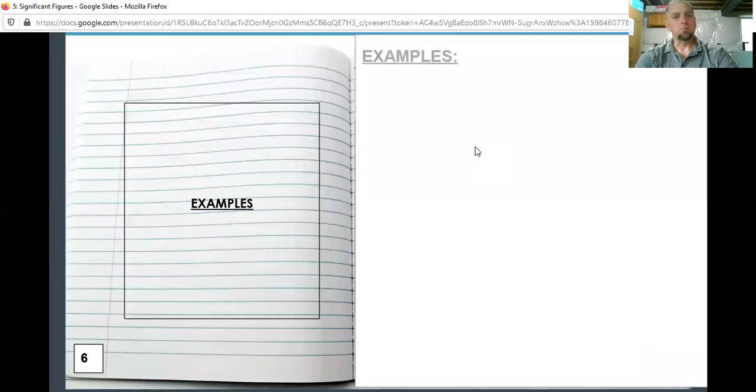So our first example under rule number 1, if I have the number 120, I have a 0 at the end. That 0 after the 1 and 2 is not significant. It acts as a placeholder at that point, and we don't have it to the right of a decimal. So there's only 2 significant digits.